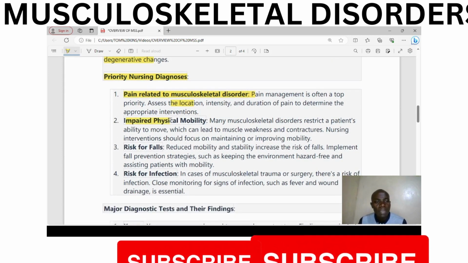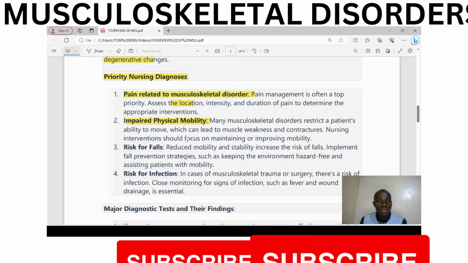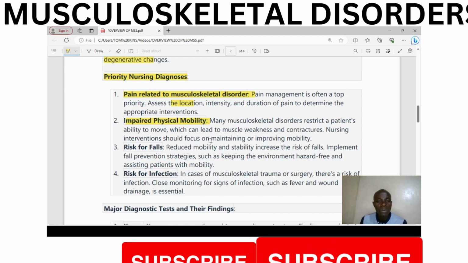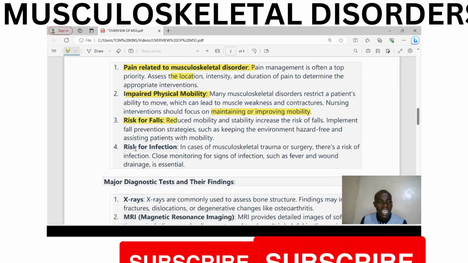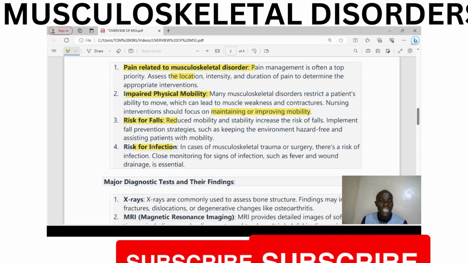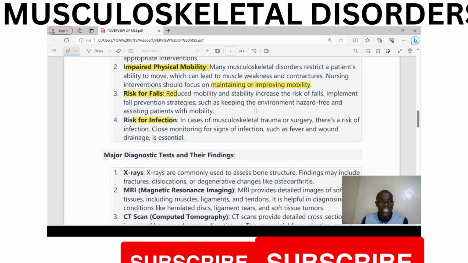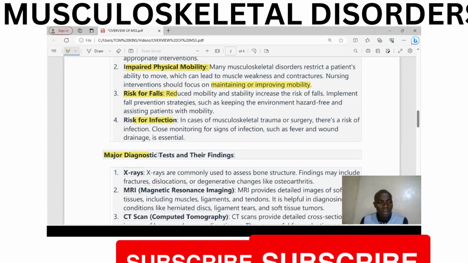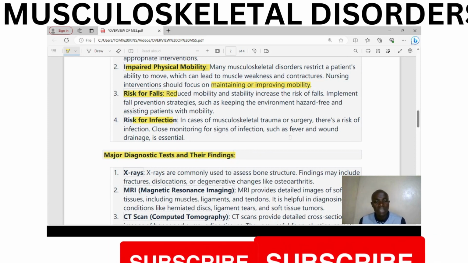Or you could have impaired physical mobility, and you find that musculoskeletal disorders restrict a patient's ability to move, which can lead to muscle weakness and contractures. So nursing intervention should focus on maintaining and improving mobility. You also have risk for falls and risk for infection. These are the four major nursing diagnoses that are going to affect patients with musculoskeletal disorders. So we're going to do some tests, the general tests for all the musculoskeletal disorders, if not most.